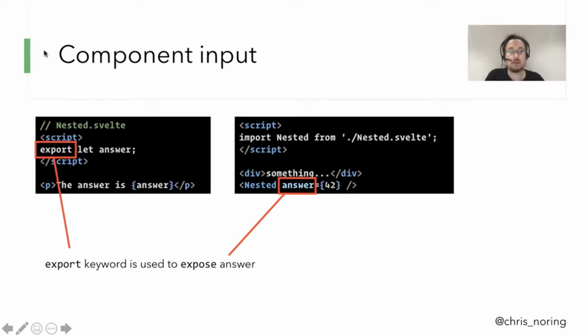So we are exposing the answer variable here by adding the export keyword, and on the right we can see here at the bottom that we are setting the answer attribute with the value 42, and the 42, if we go back to the left side, it ends up being rendered inside of this child component called nested.svelte.